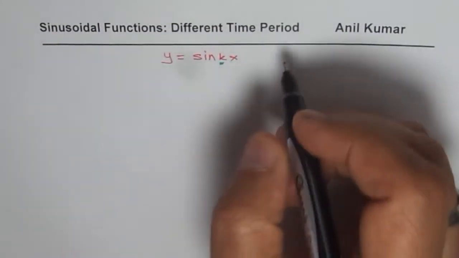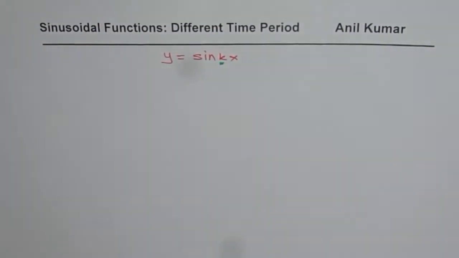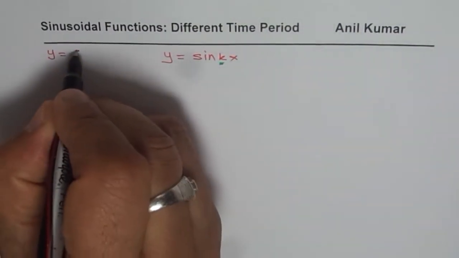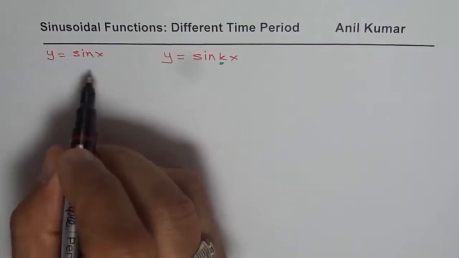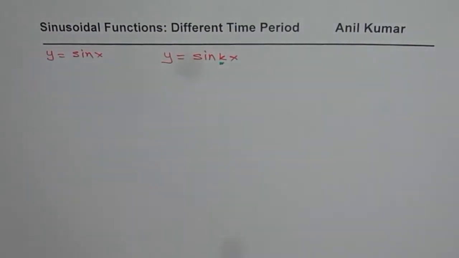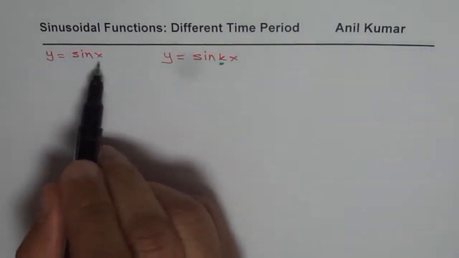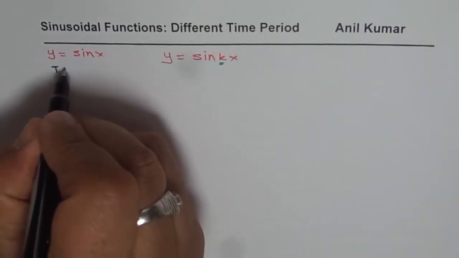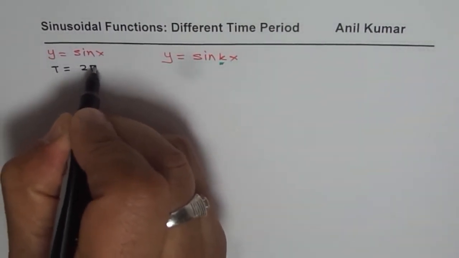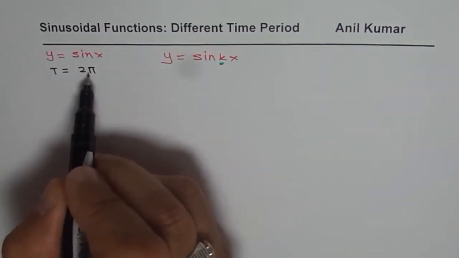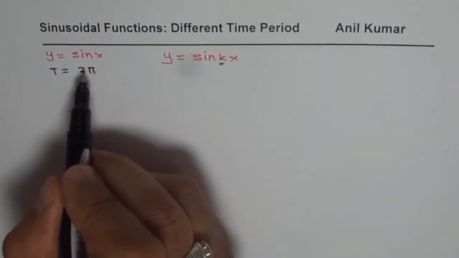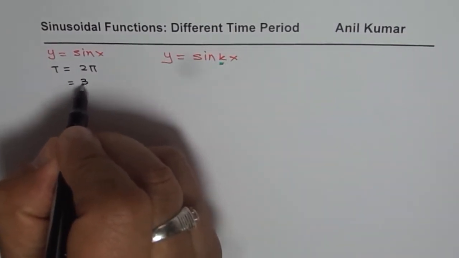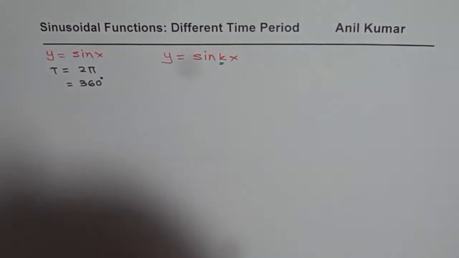Normally the time period of y equals sine x, let me write down the basic function, y equals sine x, right? And let's compare these two. In these two functions, they are exactly the same with one difference, and the difference is the time period. The time period here is 2 pi. That means after every 2 pi radians, the cycle will repeat. Or in degrees, I could write this as 360 degrees.